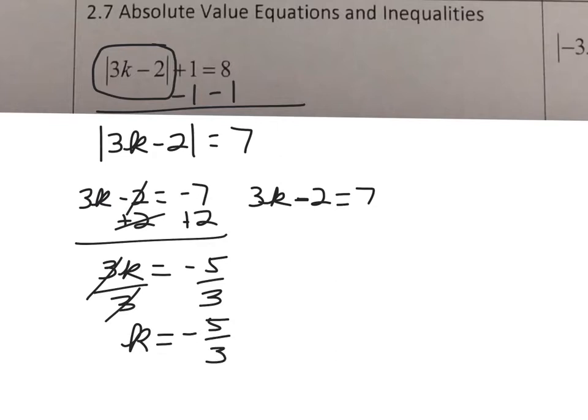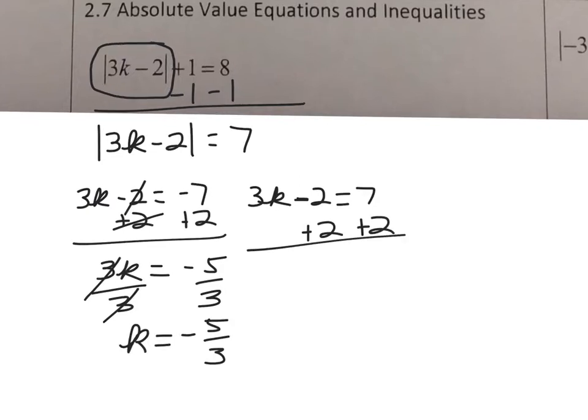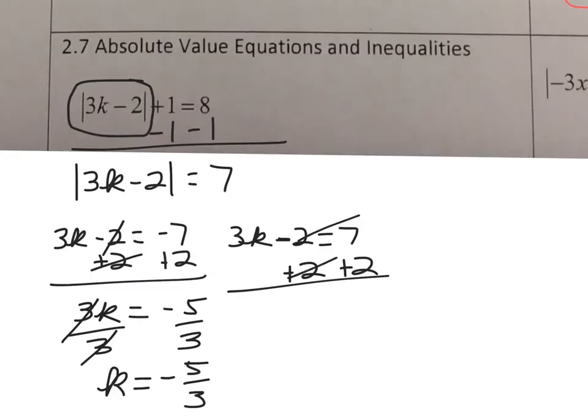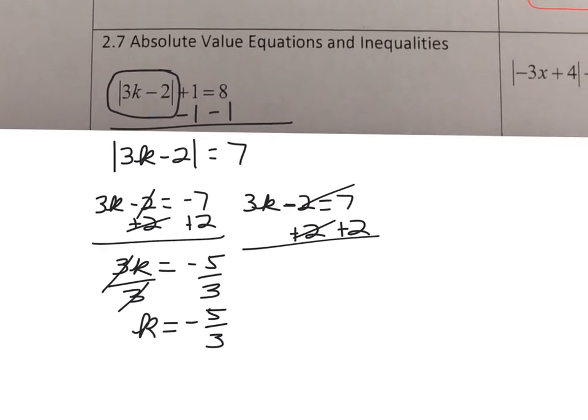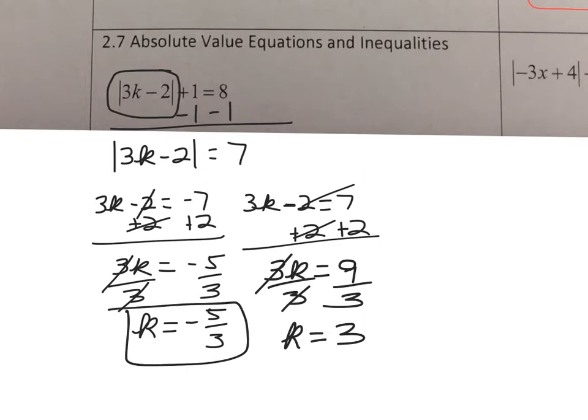Do you know what the other solution is yet? Okay, let's see. Add 2 to both sides. Oops, those cancel. Let's get her back on track here. And so we got 3k is equal to 9. And divide by 3. And k is equal to 3. Two solutions, k equals negative 5/3, k equals positive 3. Okay, again class, easy, moderate, or hard?